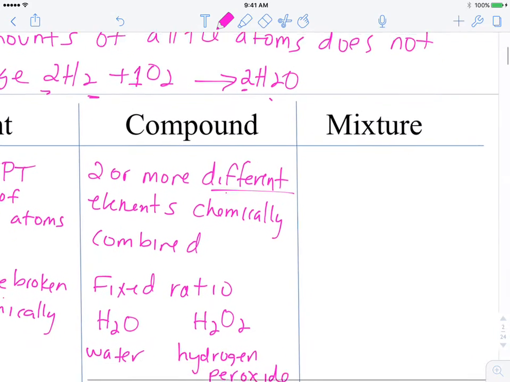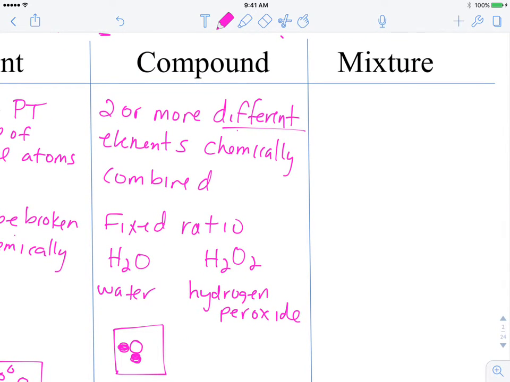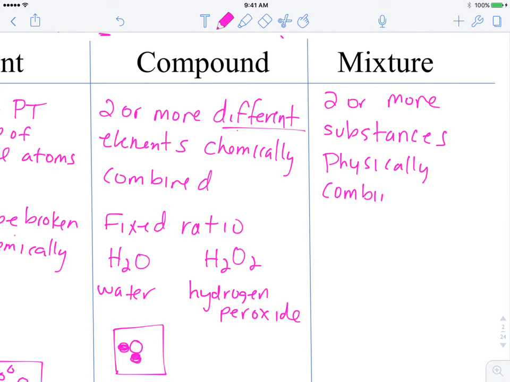So let's look at what a mixture looks like. And so we said on the previous slide, elements and compounds, they're pure substances, they're homogeneous. It turns out that a mixture could be either homogeneous or heterogeneous. And that's because with mixtures, you have two or more substances, and remember, a substance is an element or a compound, so two or more substances physically combined. Because you're physically combining them, there's a few things that happen here. You could be heterogeneous, or you could be homogeneous.